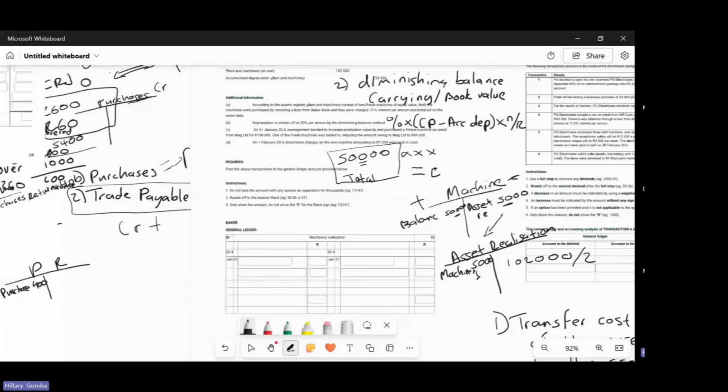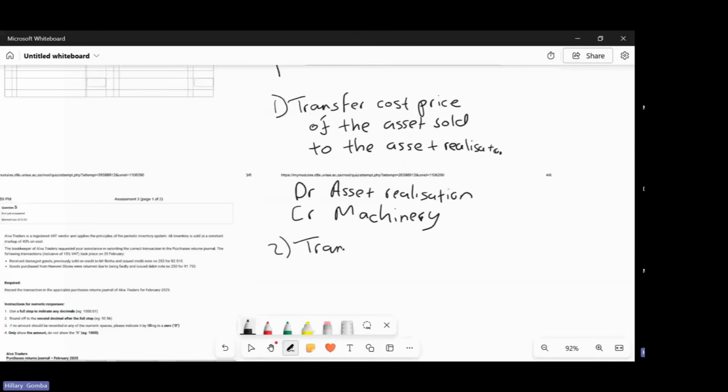Okay. Then you move to step number 2. Your step number 2 is to transfer. But first, before you transfer, you need to check if depreciation was calculated up to the date of sale.